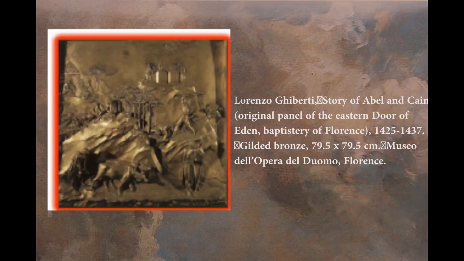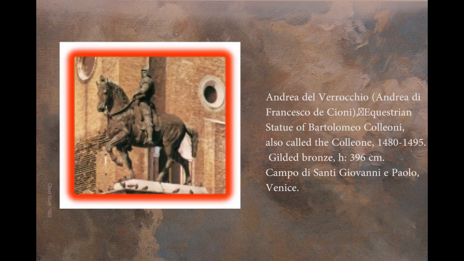Sculpture. Lorenzo Ghiberti, Story of Abel and Cain, original panel of the Eastern Door of Eden, Baptistry of Florence, 1425 to 1437. Gilded bronze, 79.5 by 79.5 centimeters. Museo dell'Opera del Duomo, Florence. Andrea del Verrocchio, Andrea di Michele di Francesco de' Cioni. Equestrian statue of Bartolomeo Colleoni, also called the Colleoni, 1480 to 1495. Gilded bronze, h. 396 centimeters. Campo di San Giovanni e Paolo, Venice.